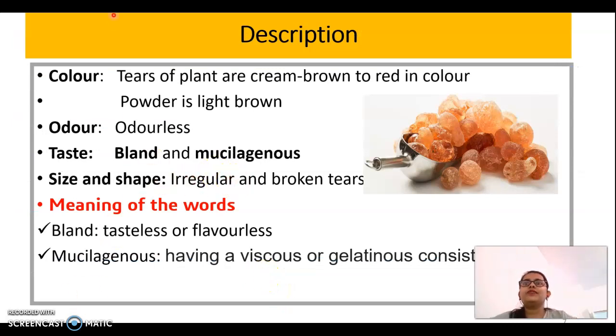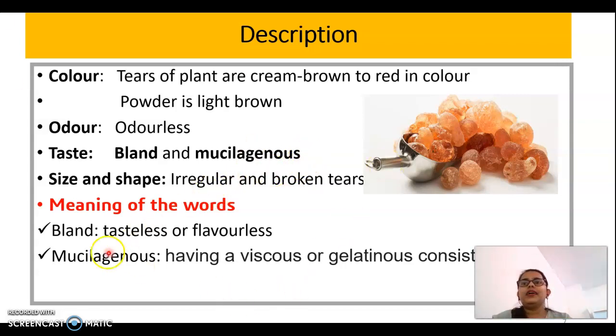Now the description of this drug. Colors: tears of the plant are cream brown to red in color, and the powder is light brown. Here in this diagram, which I have taken from Google, you can see it. This is acacia gum, which our moms use for culinary purposes. The odor is odorless for the acacia. Taste is bland and mucilaginous. Then size and shape is irregular and broken tears.